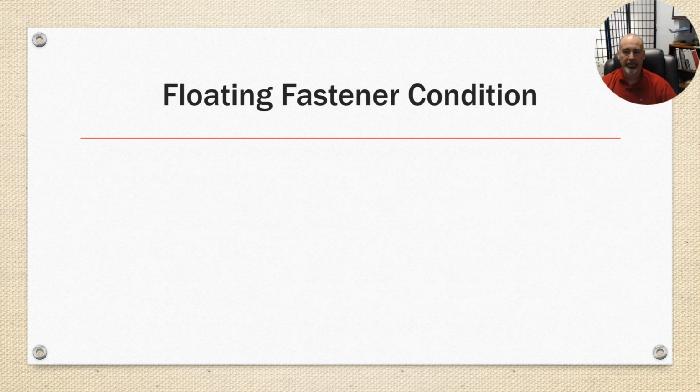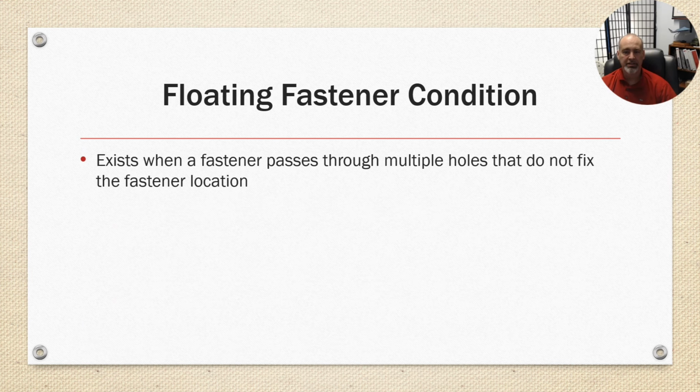A floating fastener condition exists when a fastener passes through multiple holes that do not fix the fastener location. So this is a bolt. You've got a fastener, several smooth clearance holes, and a washer and a nut on the opposite side. They consider that a floating fastener, even though when it's cinched down it's not moving, but the position can float somewhat when you disassemble this.